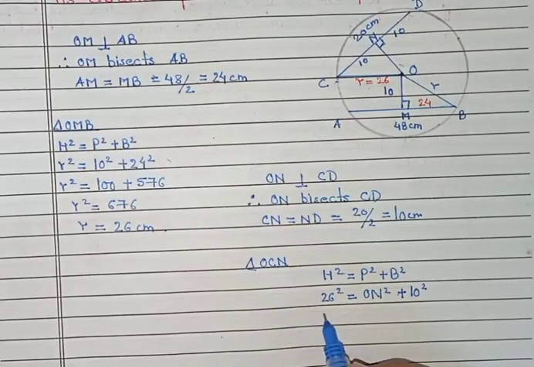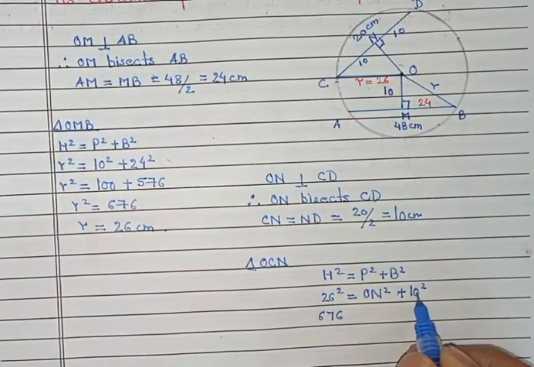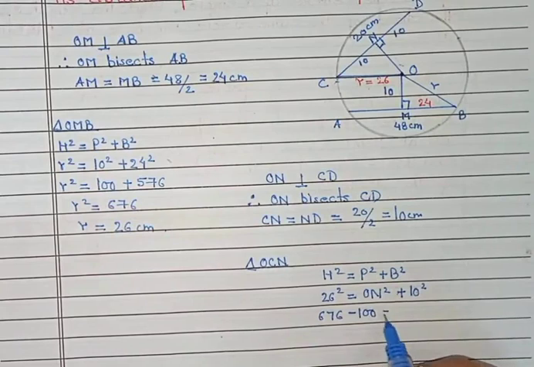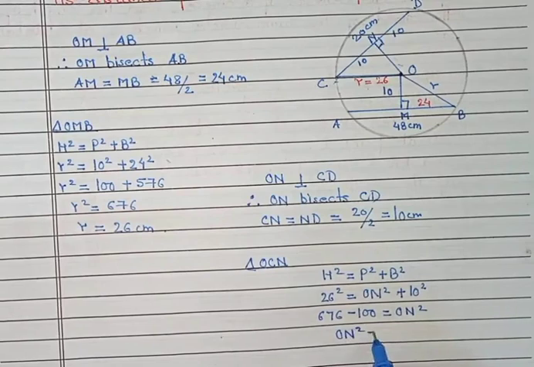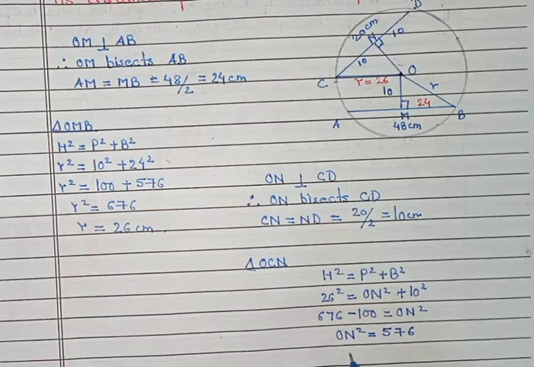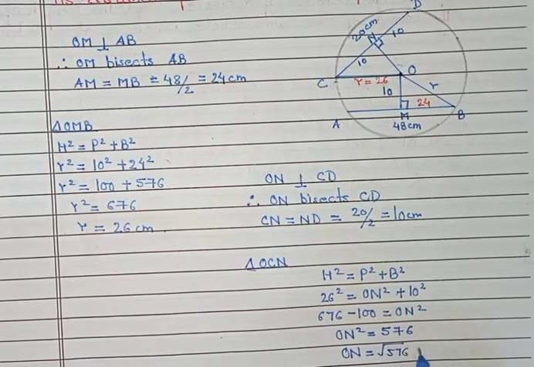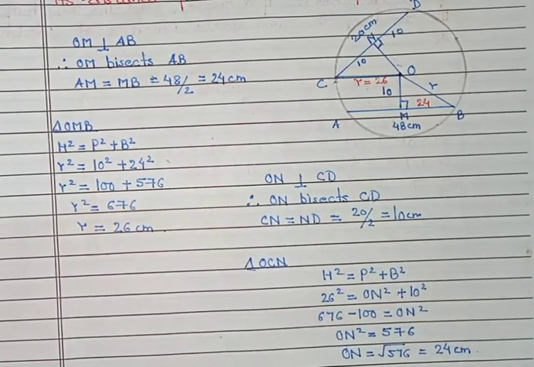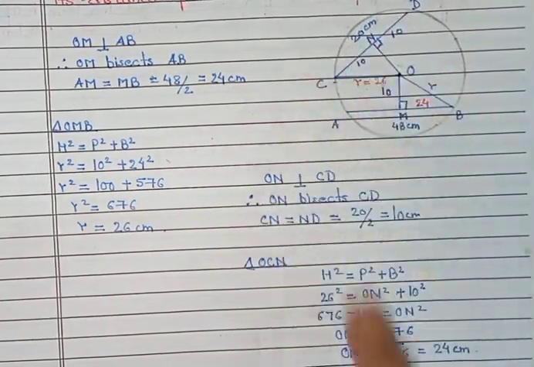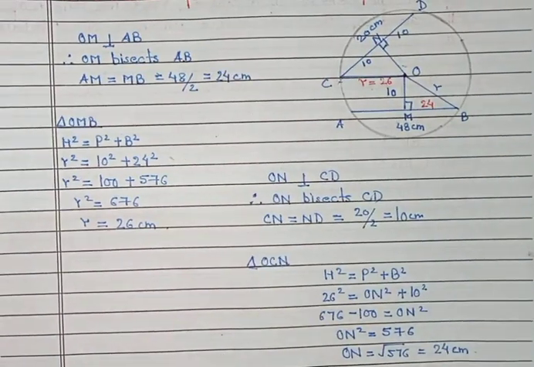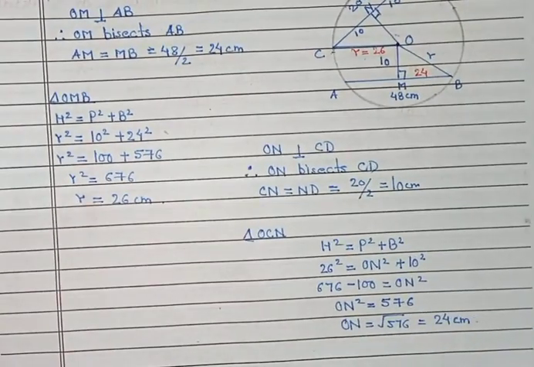So this will give you 676. This will become 100, so you will subtract it. So you are getting ON square is equal to 576. So ON is equal to under root of 576. That will give you 24 centimeter. So we have got ON, and what was ON? It was the distance of the second chord from the center. So this they have asked you to calculate, the distance of the second chord from the center.